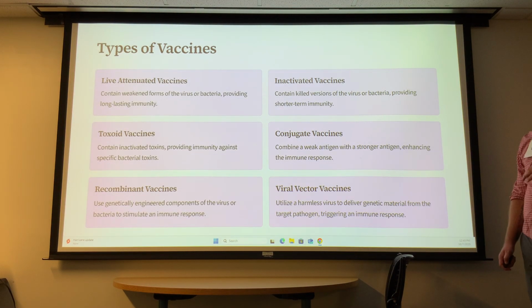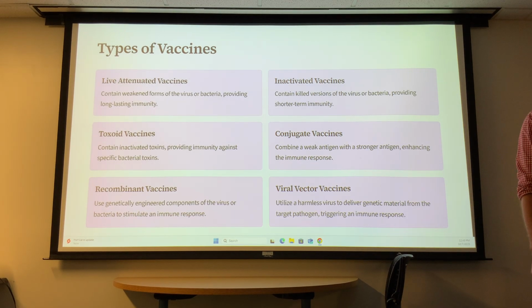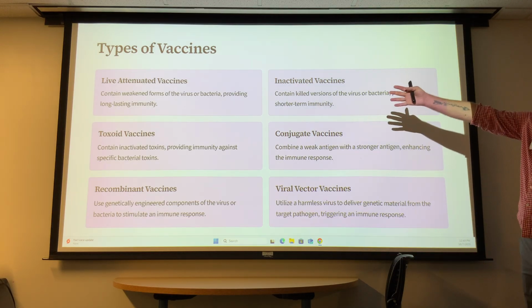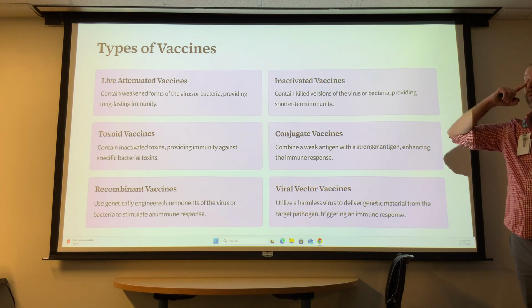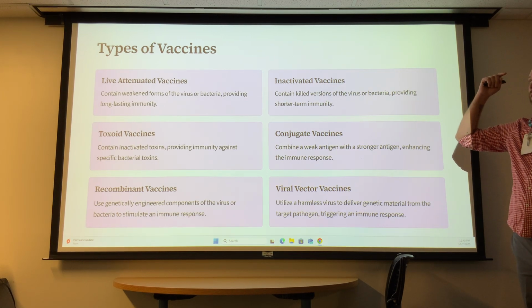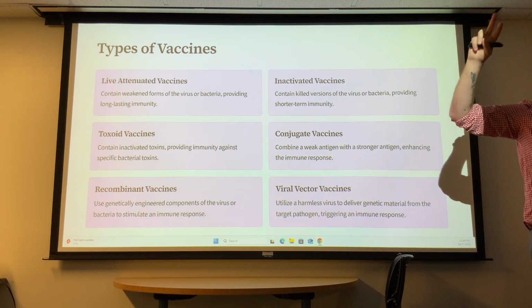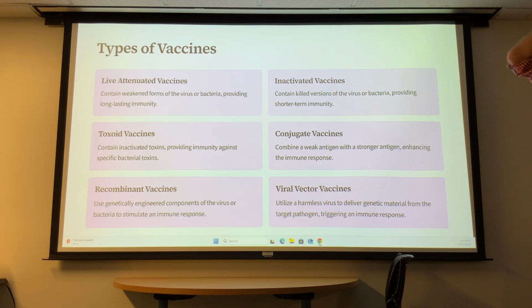Types of vaccines. I'm not going to test you on the different types, just know that there are different types and what they're used for. So we do have live attenuated vaccines. Do you know which ones are live? Which ones specifically? Like MMR and varicella are live ones, okay?